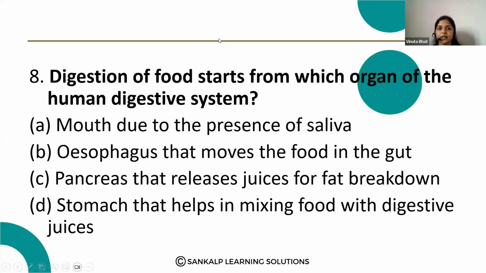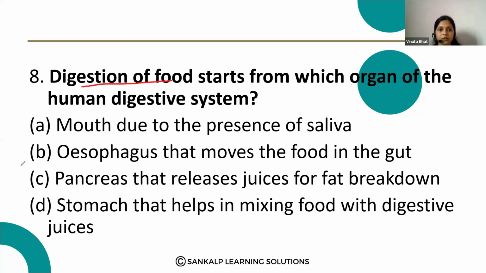Next question. Digestion of food starts from which organ of the human digestive system? When we intake the food, materials break down into small particles with the help of teeth. Then there is a salivary gland, which releases saliva containing the salivary amylase enzyme, and this enzyme acts on the carbohydrate. So from there the digestion of the food starts.